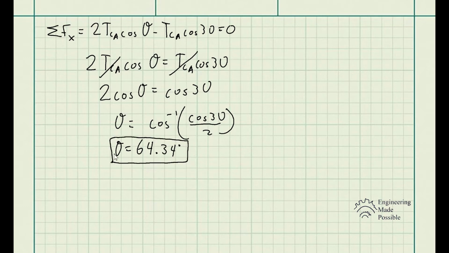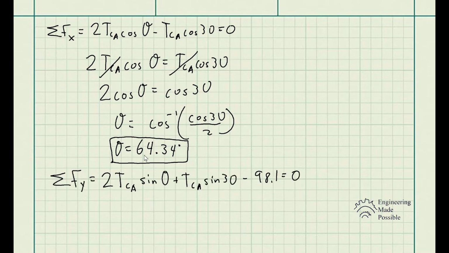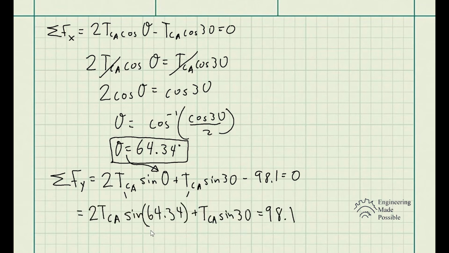Now that we have theta, we're able to go to the other equation, which was the sum of forces in the y direction. So now let's do the summation of forces along the y direction. Now that we have theta here, we're able to plug it into this equation. And now the only unknown here would be the TCA. So let's go ahead and solve for that. So we have 2 TCA sine 64.34 plus TCA sine 30 is equal to 98.1.